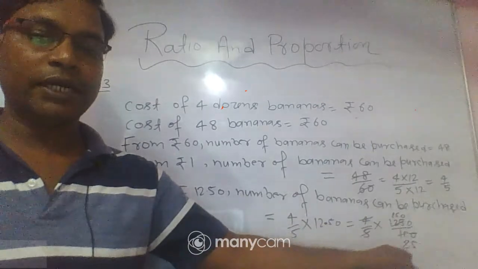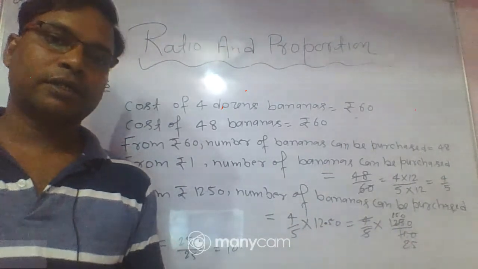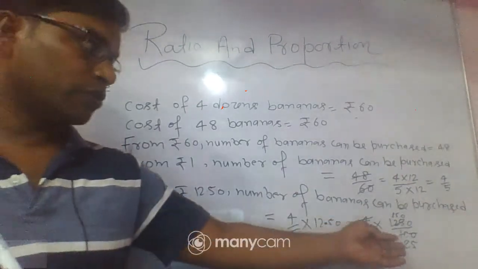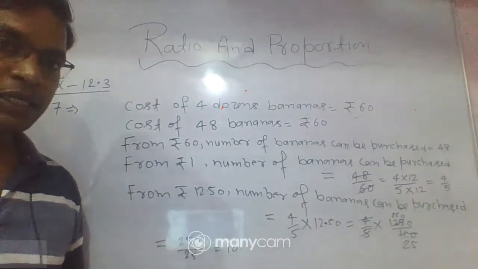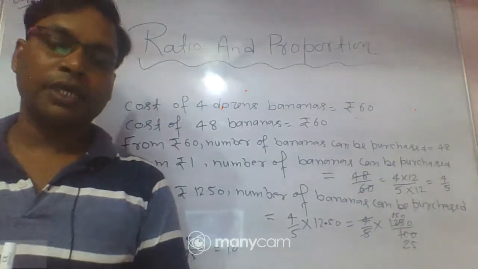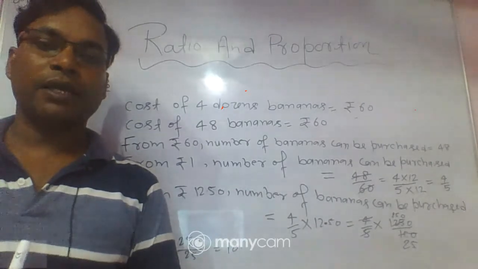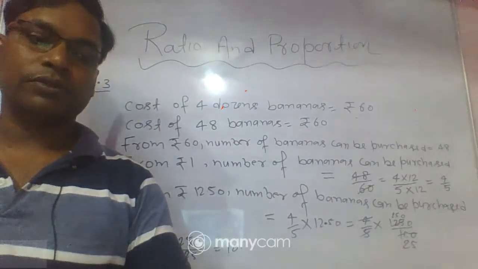You can also write 12.50 is equal to 1,250 by 100. I hope all of you know the use of decimals. Clear? So if you calculate and simplify it, you obtain 10. This is 10 bananas we can purchase in 12.5 rupees.